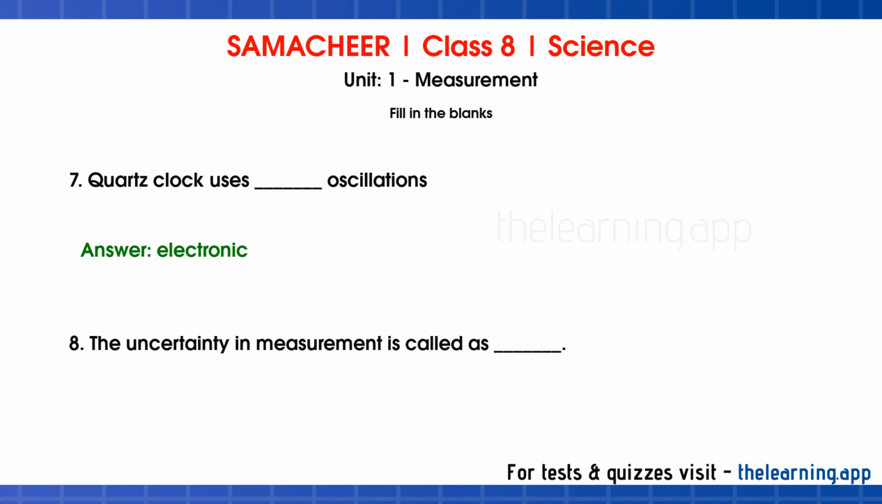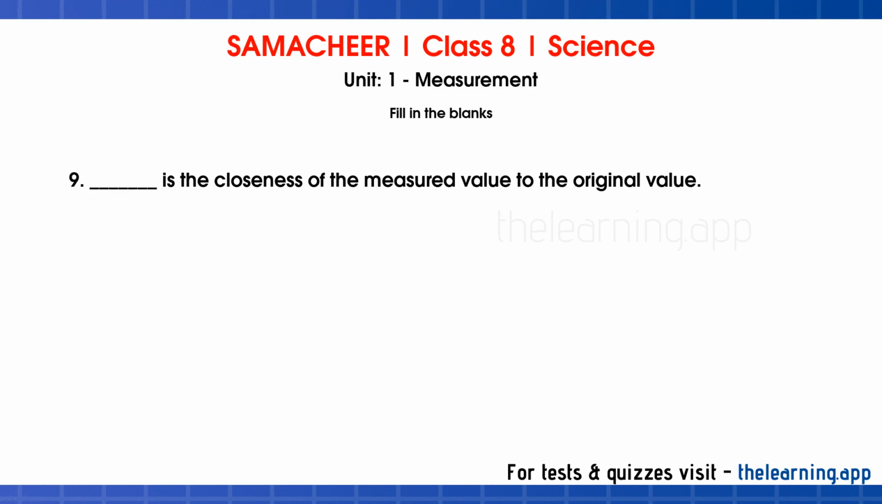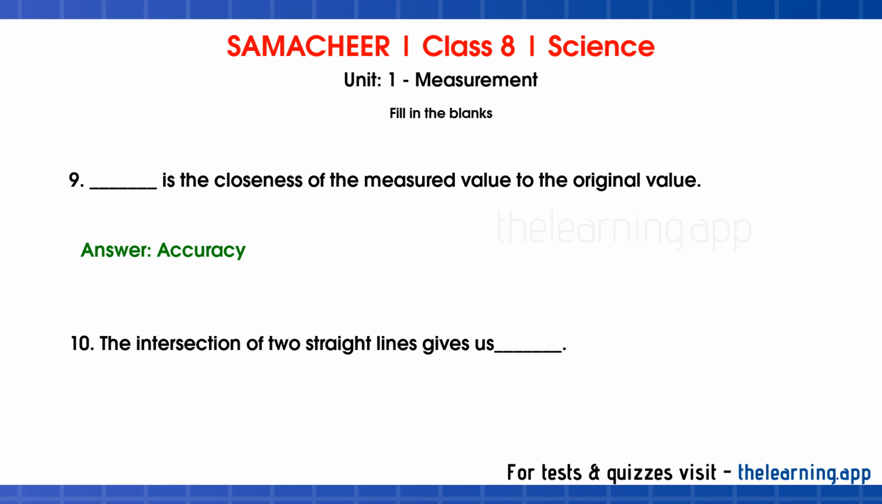Question 8. The uncertainty in measurement is called as dash. Correct answer is errors. Question 9. Dash is the closeness of the measured value to the original value. Correct answer is accuracy. Question 10. The intersection of two straight lines gives us dash. Correct answer is plane angle.